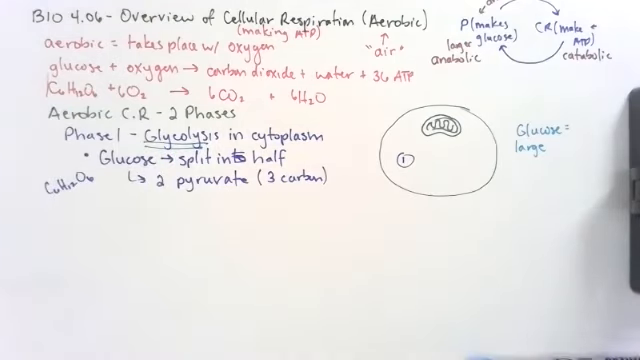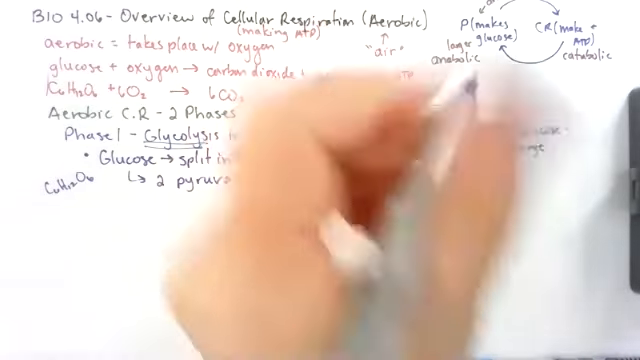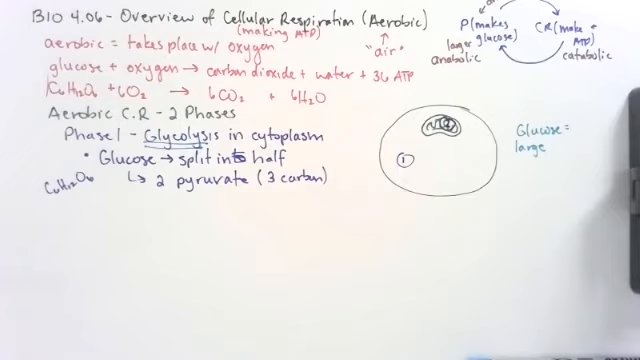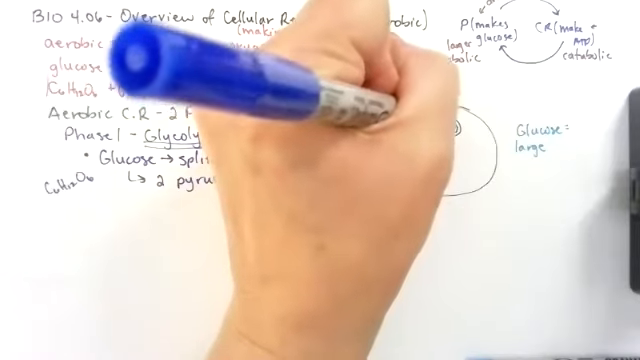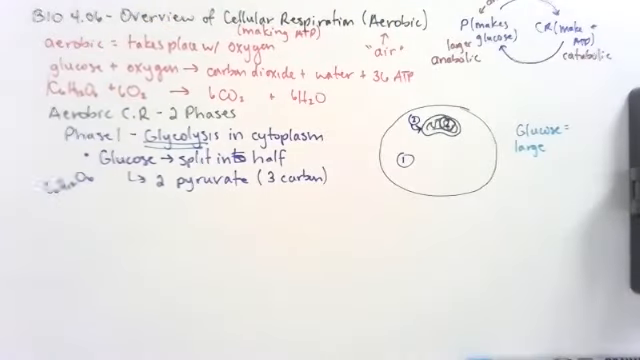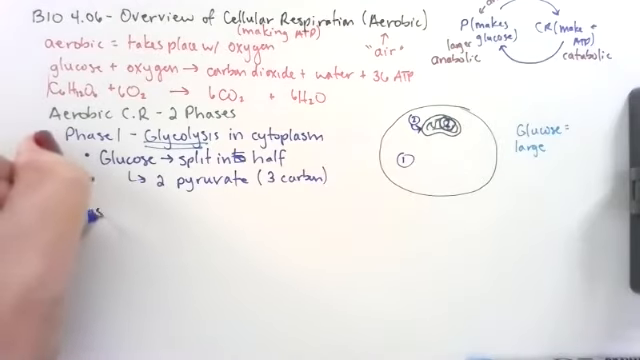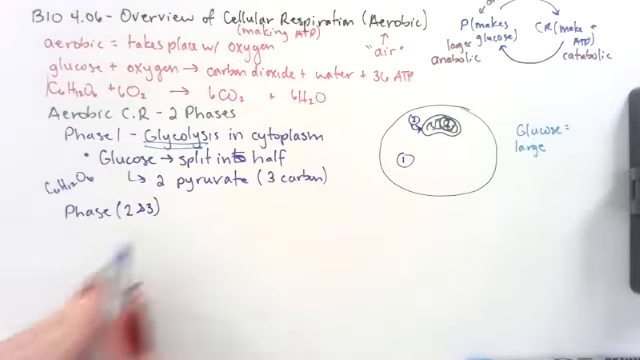Phase 2 takes place in the mitochondria. It actually goes through two phases in the mitochondria. The first is called the citric acid cycle, and the second is called electron transport. We're going to leave that off the books, and we're just going to talk about what happens inside the glucose. It's actually phases 2 and 3, but we're just going to talk about them together.